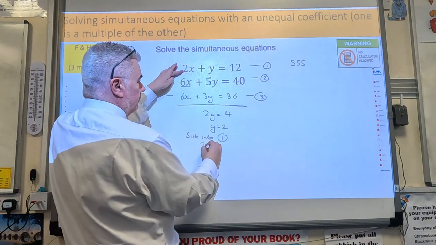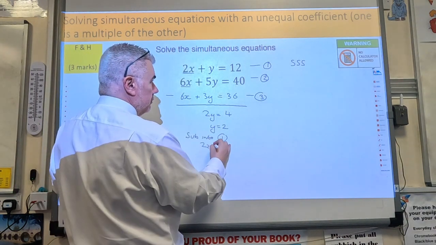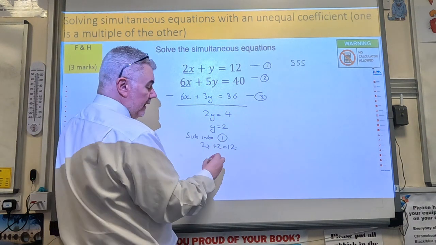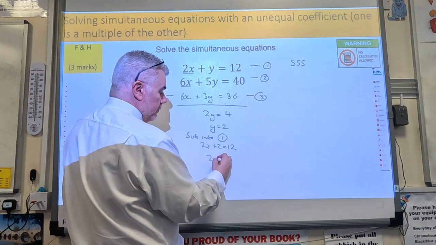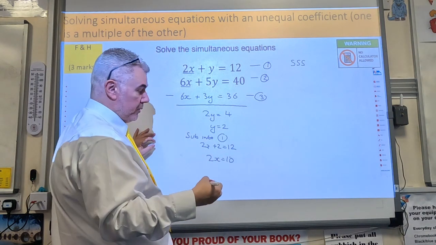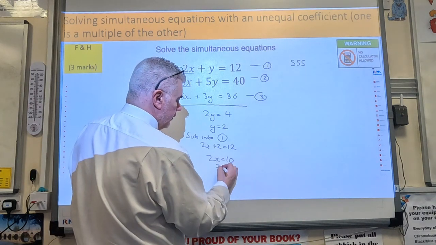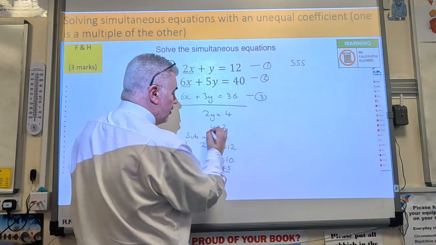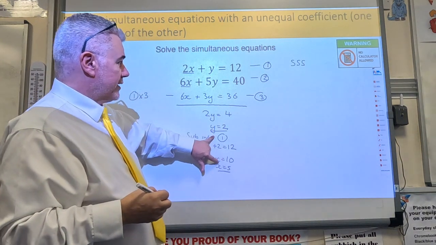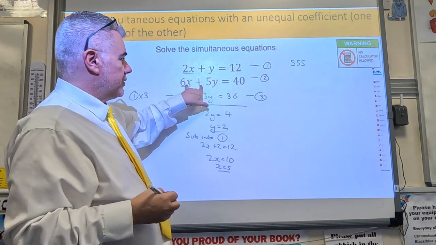2x plus y, so plus 2 equals 12. Need to solve this. Let's subtract 2. 2x equals 10. Divide both sides by 2. X equals 5. So I think I found my x and my y value. I think I've got them. I think these values of x and y will make this true. They will also make this true.